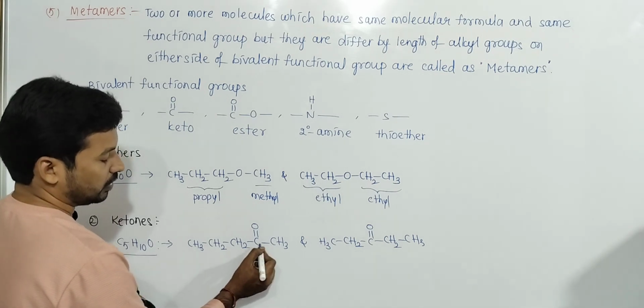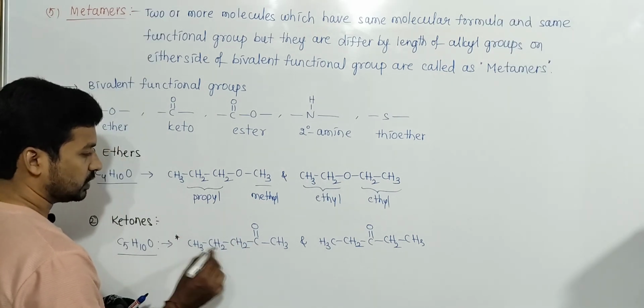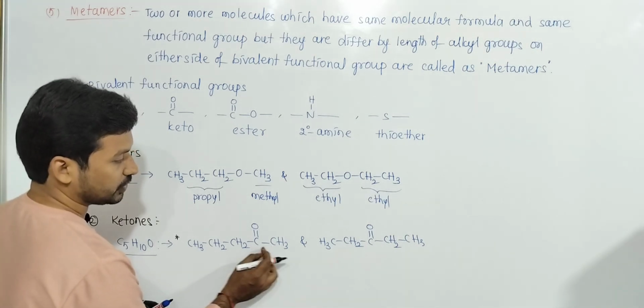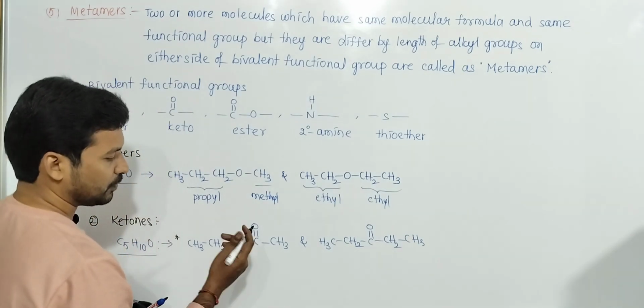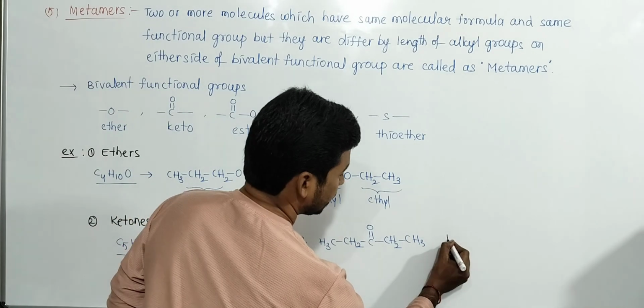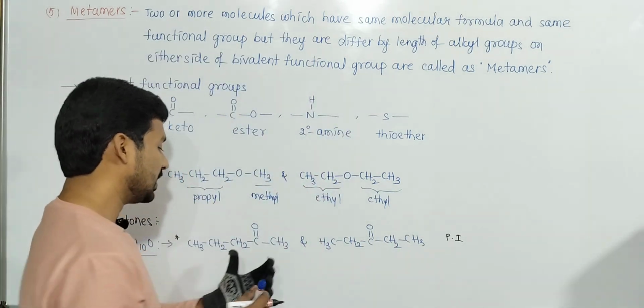Here if you see this molecule, the functional group position seems different: first and second position here, and 1, 2, 3 here. They seem to be position isomers, of course they can be said to be position isomers, but rather they are metamers.